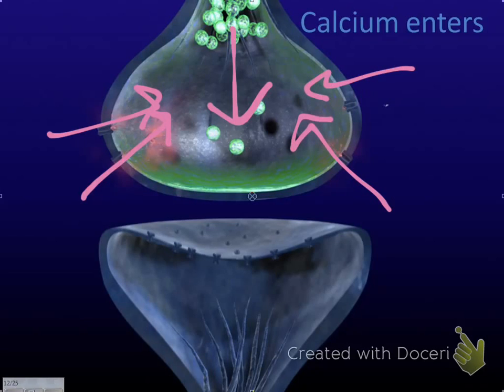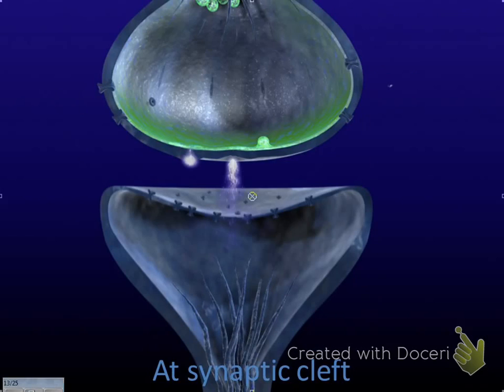Now y'all tell me what this next picture should have on it. What's the next step? It's going to fuse with the membrane and release it into the gap, right? So look, it fuses with the membrane. Right there, do you see it fused with the membrane? Yes? And then what is this in the gap? What was released? Neurotransmitter, right?